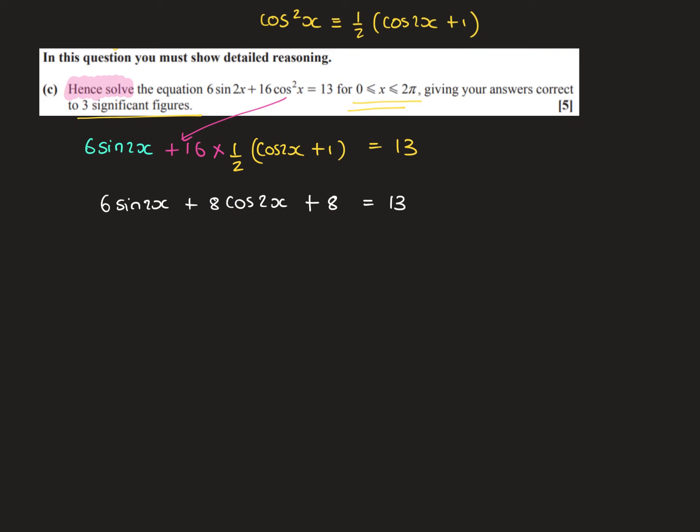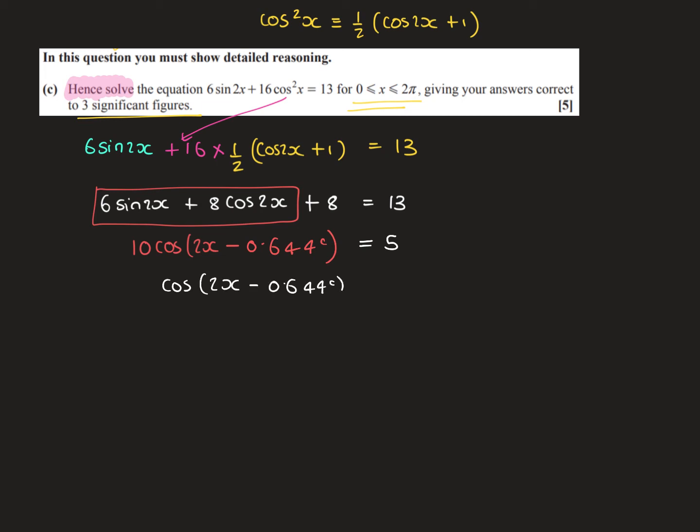And this should look very familiar because we rewrote 6 sin 2x + 8 cos 2x in the format 10 cos(2x − 0.644 radians), and then let's subtract 8 from both sides so it's equal to 5. Divide both sides by 10, so we're now solving the equation cos(2x − 0.644 radians) = 0.5, and we're then going to work out all the possible values for x.